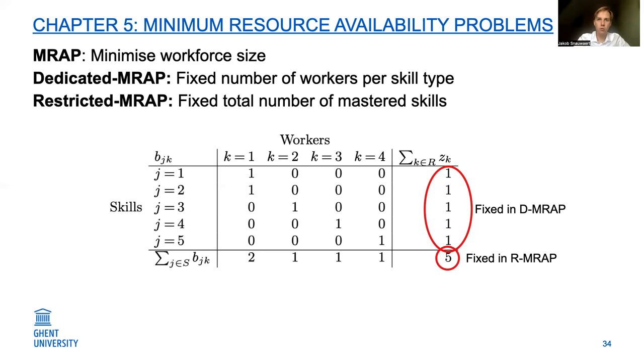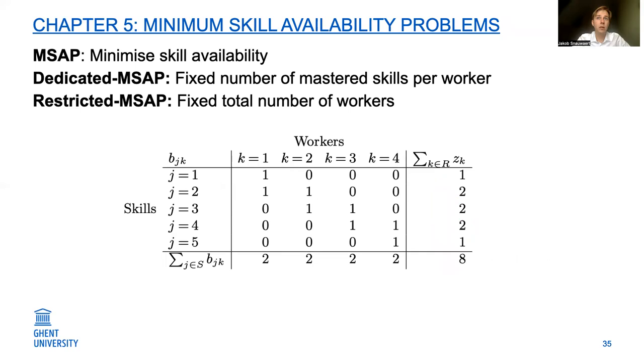On the other hand, the minimum skill availability problem, or the MSUP, tries to look at an efficient workforce that minimizes the number of mastered skills in the workforce, or the minimum skill availability. The dedicated variant looks then at the minimum skill availability when the number of mastered skills is fixed per worker. So for example, what about the workforce where each worker masters exactly 2 skills?